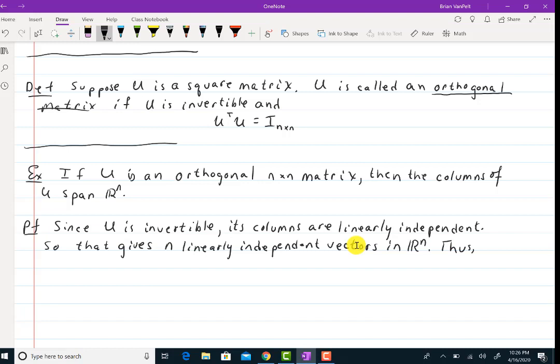Thus, the columns span Rn and the columns form a basis for Rn.